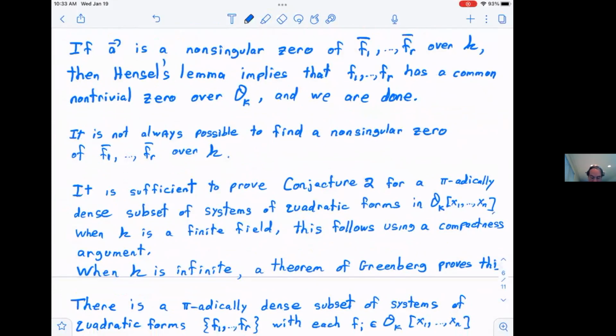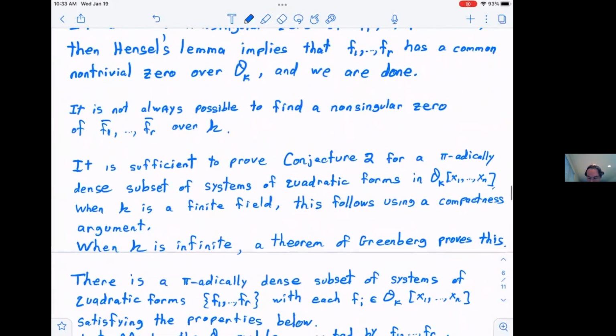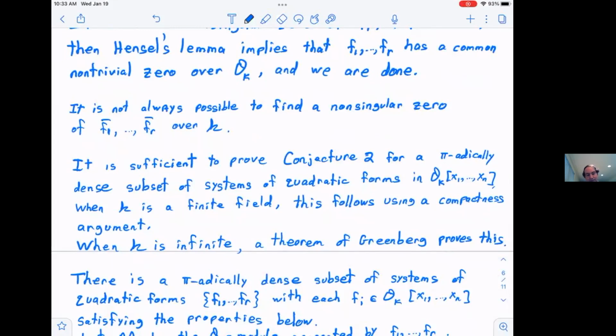Now, to explain why it's sufficient to look at a p-adically dense subset: when K is a finite field, this follows using a compactness argument. When K is an infinite field, we have to appeal to this theorem of Greenberg that I mentioned earlier. So it's a more difficult argument to fill in all the details, but the argument is there.